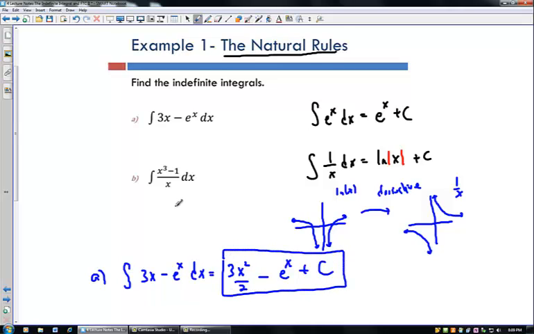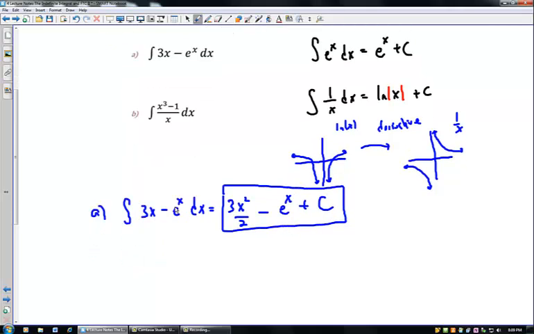Part B has a bit of a twist to it, because when you look at it, it doesn't look like any of your 4 types. So basically how you integrate is you have to recognize the thing that you're integrating as being one of your types. And when I say types, right now we have just 4 types.